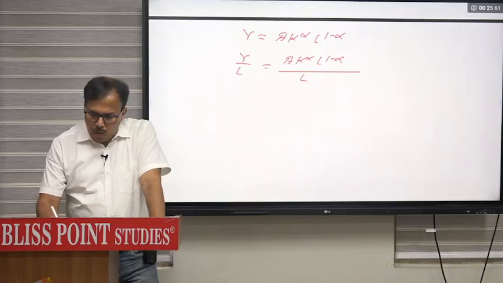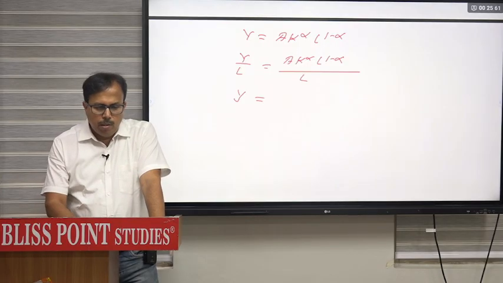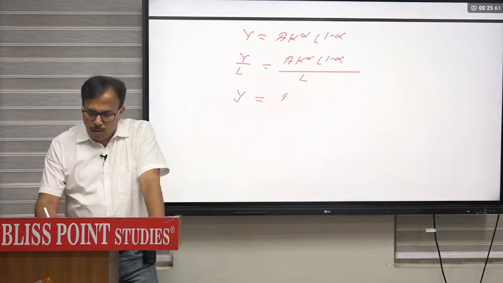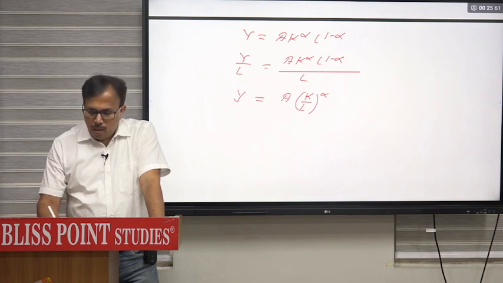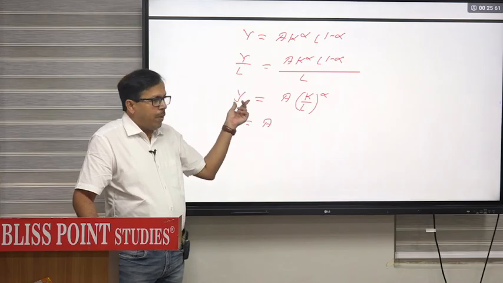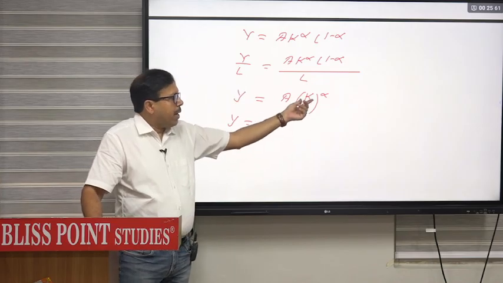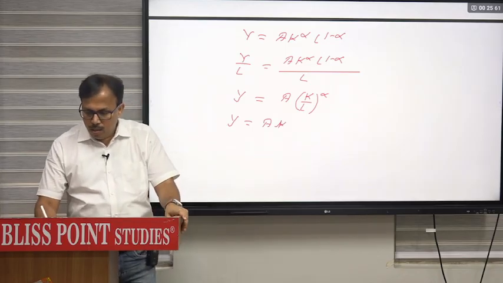So Y by L, small y, and what will be this number? Keep in mind, it will become K by L to the power alpha. So small y is equal to... If Y by L is denoted by small y, we can write K by L, small k, to the power alpha.